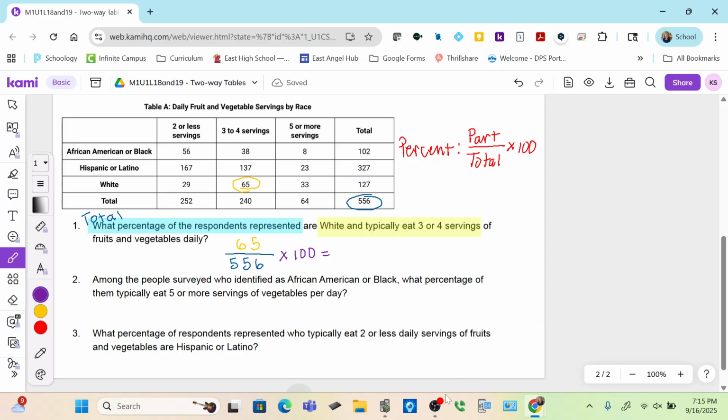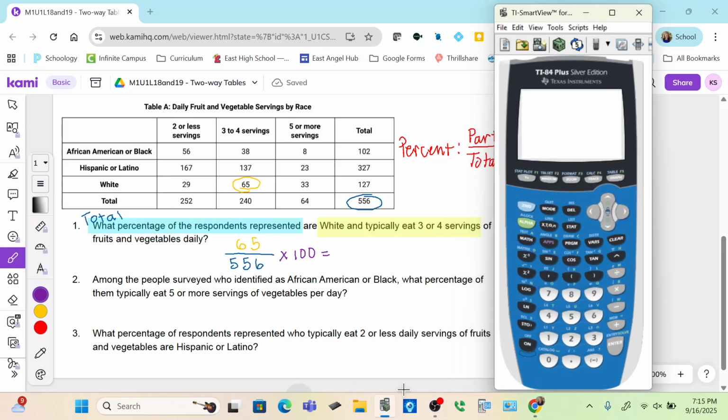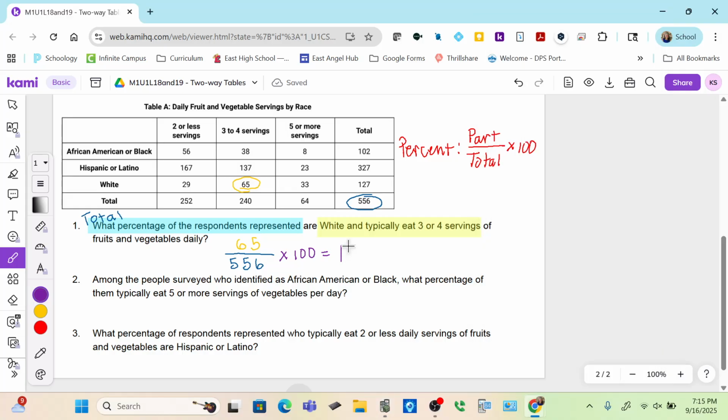So I'm going to take my calculator, and it's going to be 65 divided by 556 times 100, and then enter. And we're going to round this to the nearest tenth, so to the nearest first decimal place. So we have 11.69. That 9 that follows the 6 is going to round that 6 up to 7. So 11.7% is going to be my answer here.